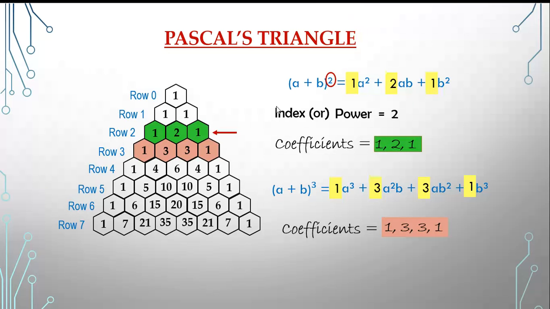So, what can we conclude from this? We can say that each row in Pascal's triangle gives us the binomial coefficients for the expansion having any index, right? So is it clear what Pascal's triangle is, where we use it, and how we can use it in our binomial theorem?